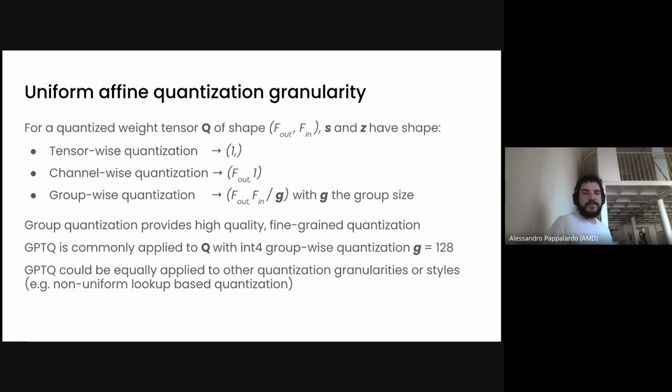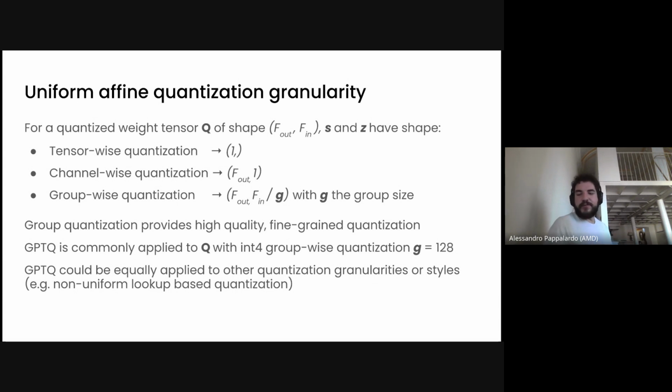And this obviously provides very high quality, fine-grained quantization. The one that has become very popular, combined with GPTQ, I would say, is with group size 128. So if you look at the repositories on GPTQ, or also at the literature on the topic, they all tend to align on the idea of doing a group-wise quantization with group size equal to 128. But I hope my point is made that in principle, GPTQ per se is just a post-training quantization algorithm that can be applied to any of these various constraints.